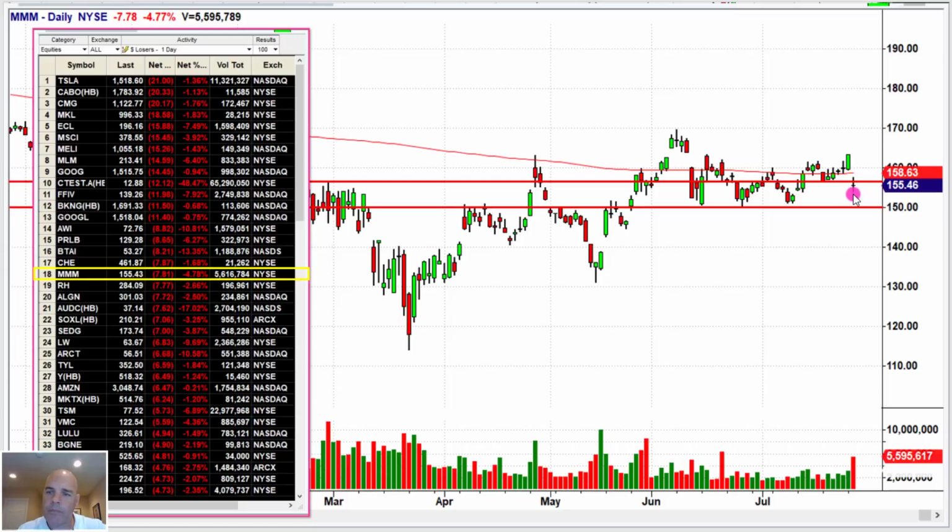But I like it because it's gapping under a good size green bar and under a pivot. So MMM would make the gap list. We're going to put it on the list. Okay, put it on the list.